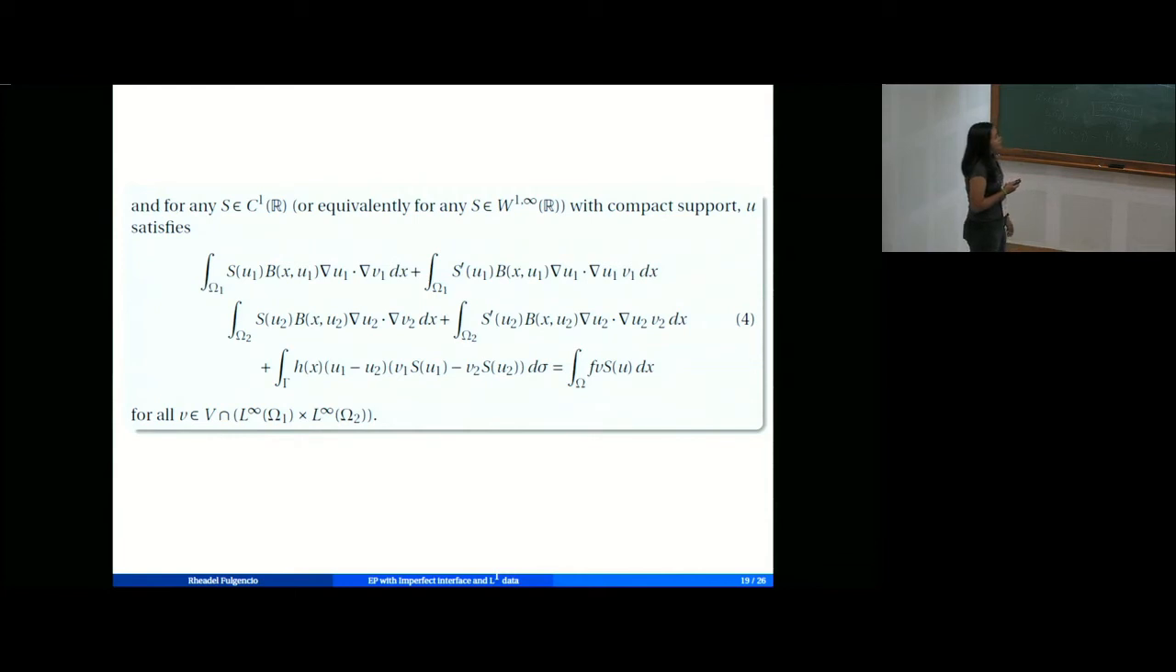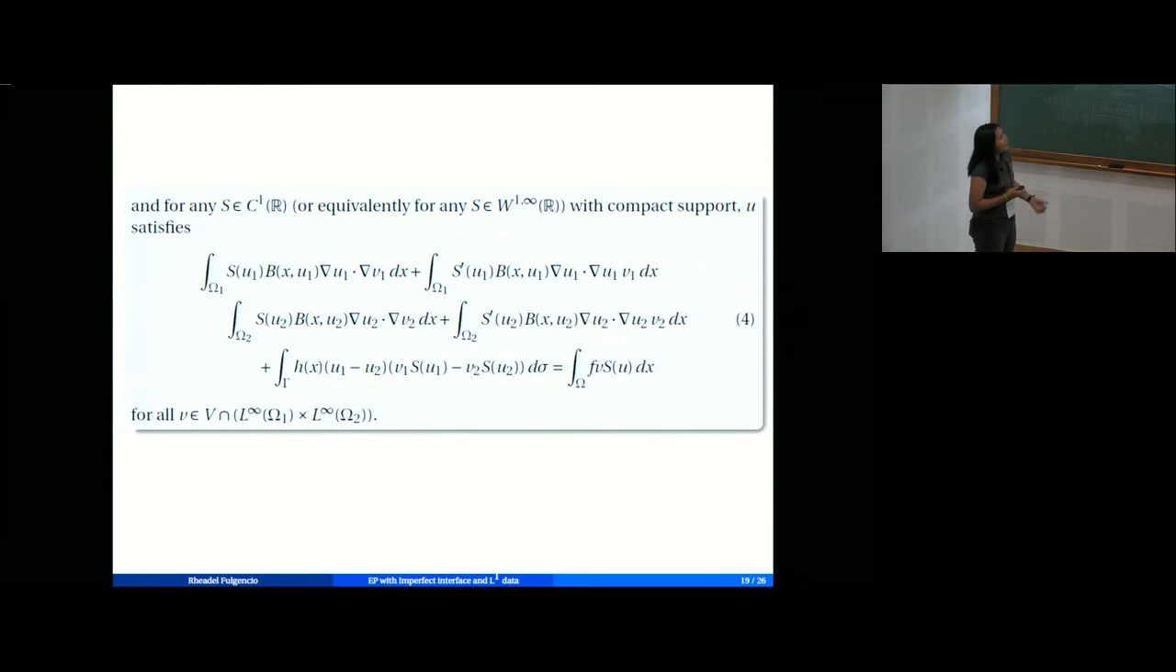So this is in V, this is in V, this is L infinity, and this is also bounded, so it's L infinity. So this makes sense. Similarly, the other three integrals make sense, the next three integrals. So the main difficulty that we encountered here is making sense of this one, the integral on the interface.